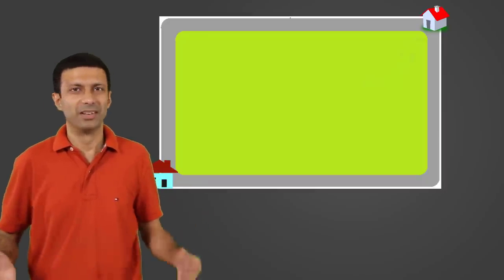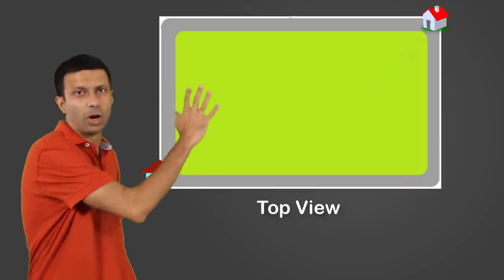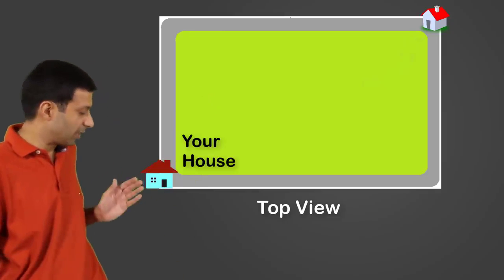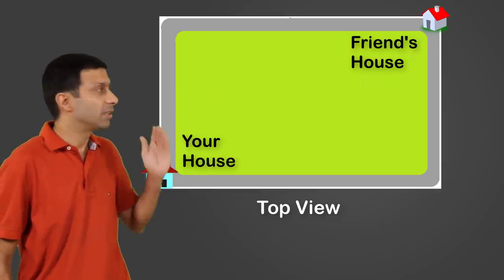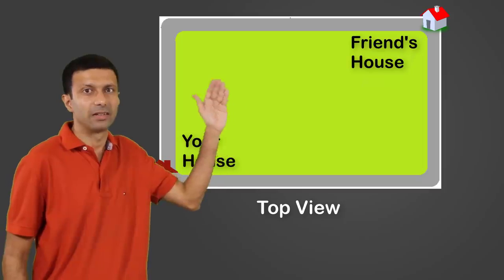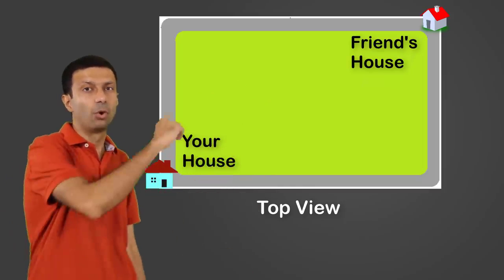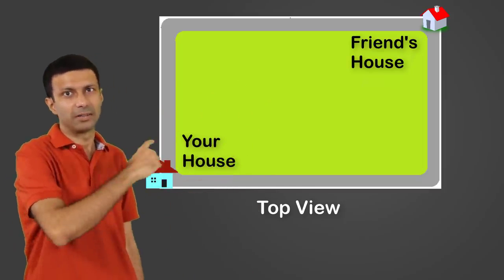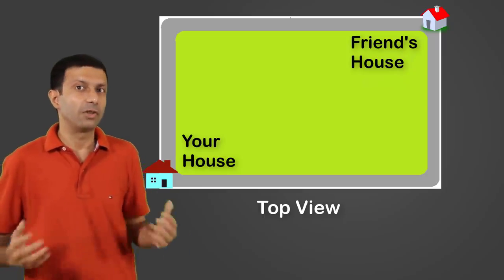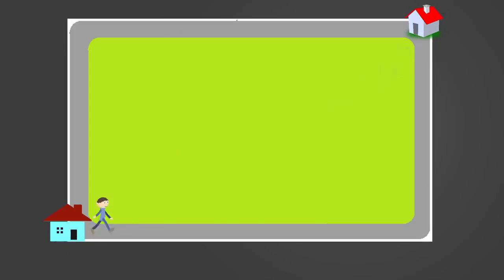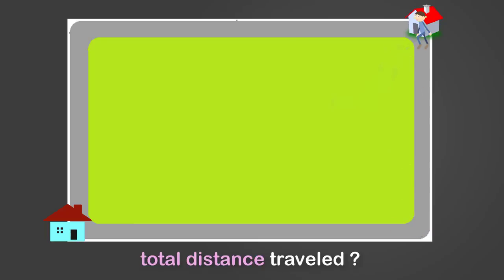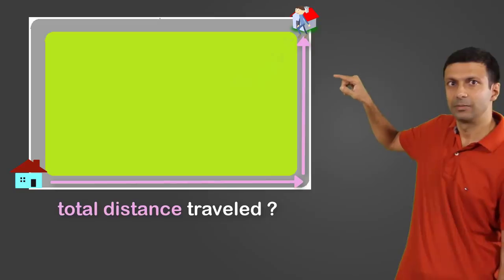Consider this example. Let's say this is the view from the top. And your house is here and your friend's house is at the other end of the park there. And there is a road all along the park. Now let's say you travel to your friend's house like this, along this road and then along this road. So what is the total distance traveled by you? It's going to be this distance plus this distance.